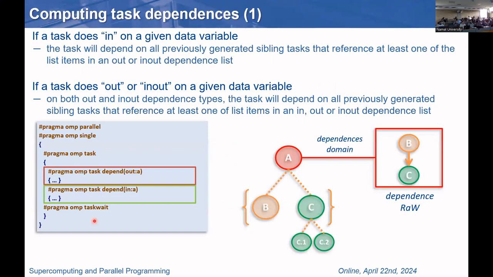So if a task does input on a given variable, then the task will depend on all previously generated sibling tasks that reference at least one of the list items in an out or in-out dependence list. So actually it is items in out or in-out. Yeah, there is a question there.